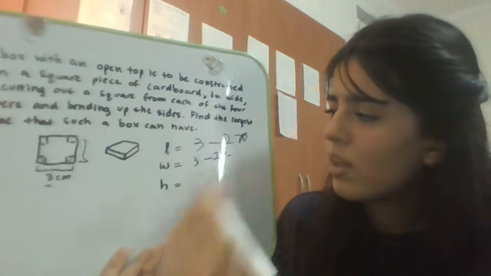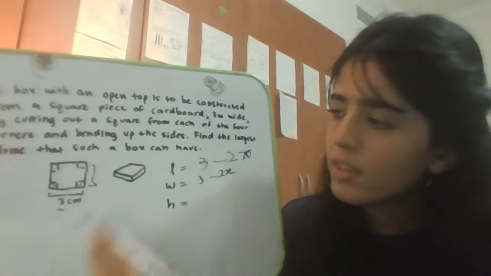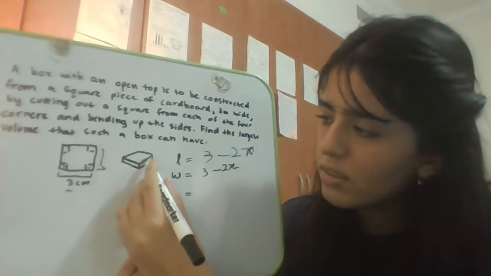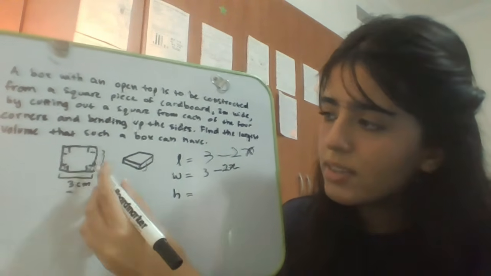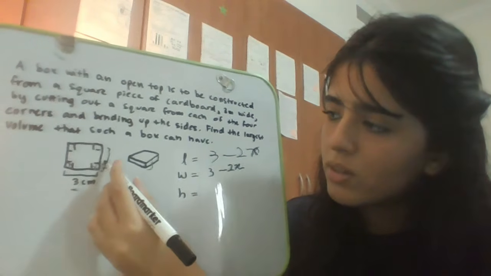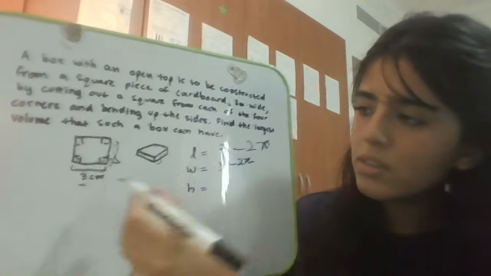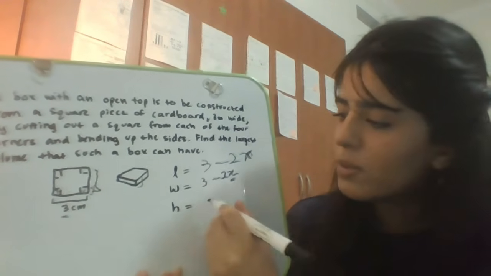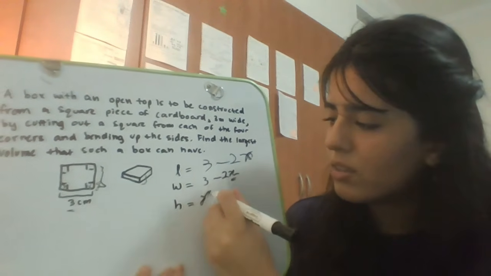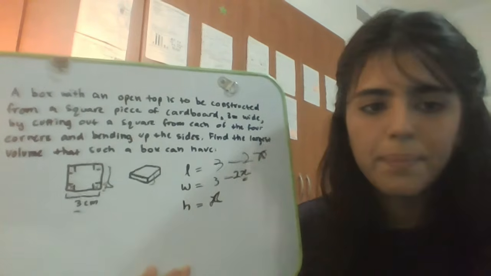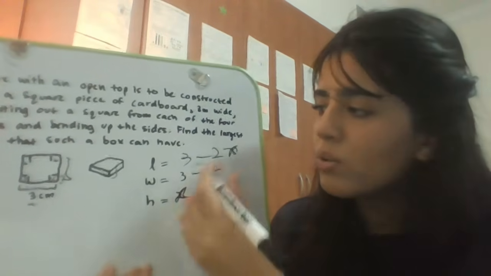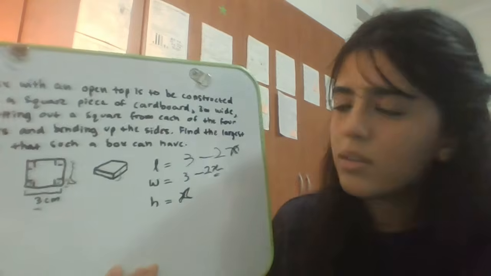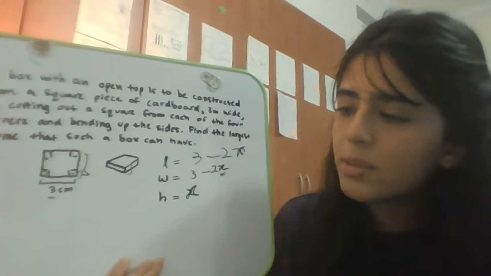And the height. The height is the elevation, right? This height is the same as the square being taken out. And as we mentioned before, this square is equivalent to x because we don't know what that is. So the h is just x. Okay, now that we have the measurements for our new cardboard square, we can now start to make our first equation.